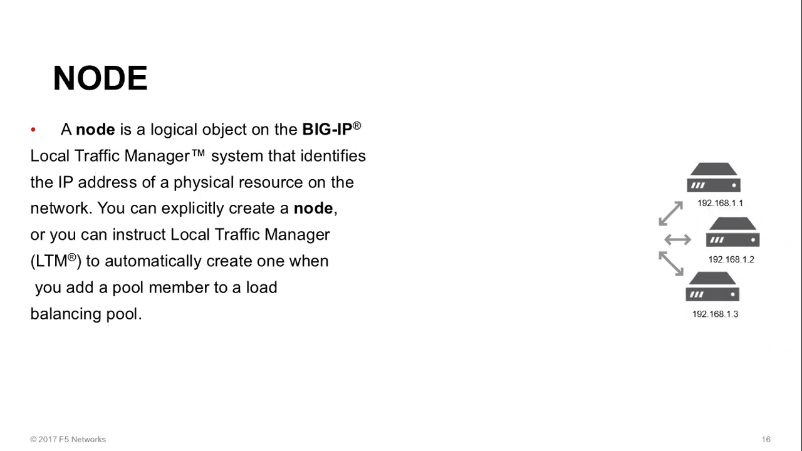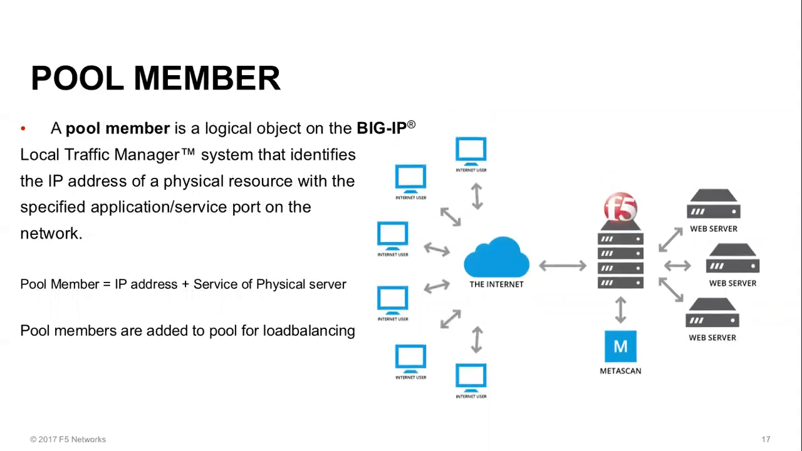That IP address of the server itself is the node. So each IP address represents the node configured on F5. So if you have like 3 physical servers or 3 virtual servers in your environment, each IP address on the F5 for those physical servers is a node. And after the node, we have the pool member.